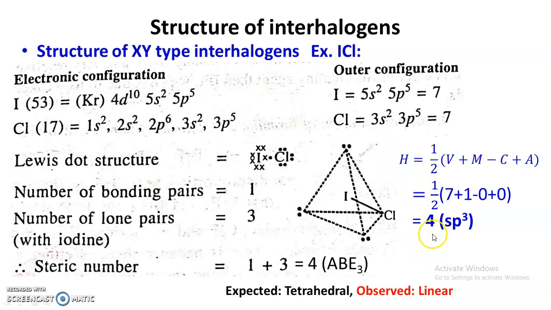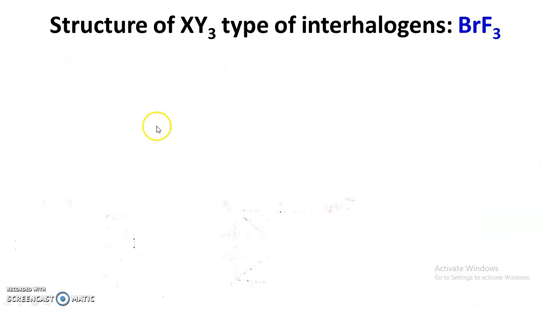So H is equal to 4, which means it undergoes sp3 hybridization, and sp3 hybridization means the expected geometry is tetrahedral. But as there is only one bond pair and 3 lone pairs, it is a linear molecule. Whenever there is only one bond pair, the geometry will be linear.